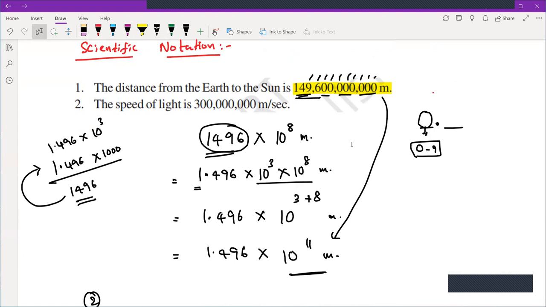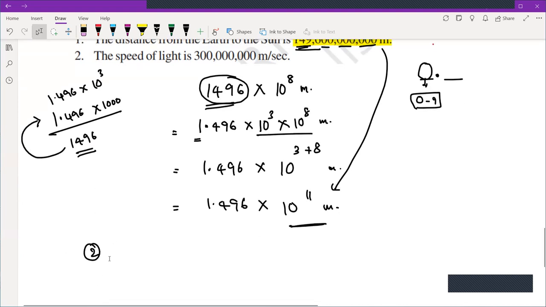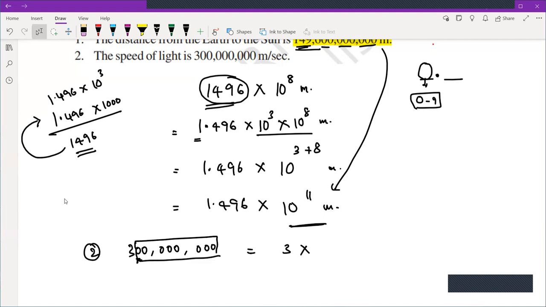Or 300 million. So here we'll write this as 3 into, you have to see the last digits are zeros. Till that we can consider as one group. So 3 into 10 to the power of 8.